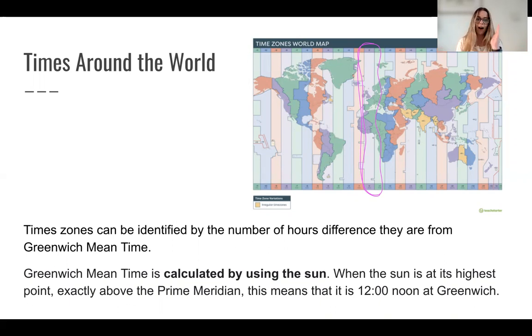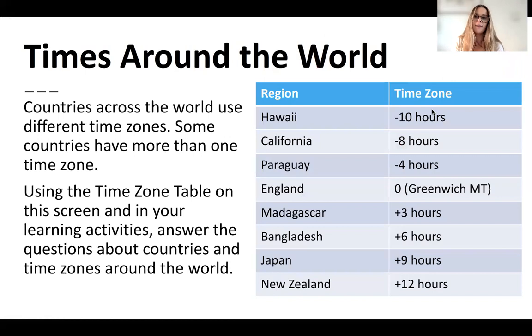When the sun is at its highest point exactly above the prime meridian, this means it is 12 o'clock noon, which is the middle of the day at Greenwich. Now, this means our numbers help us read the other countries' or cities' time. So if I'm going to jump to the next slide, I want you to have a look at the table that I have here. Countries across the world use different time zones. Some countries have more than one time zone.